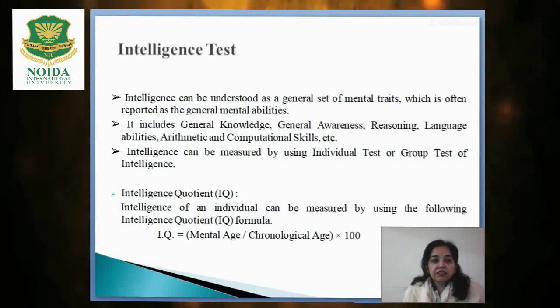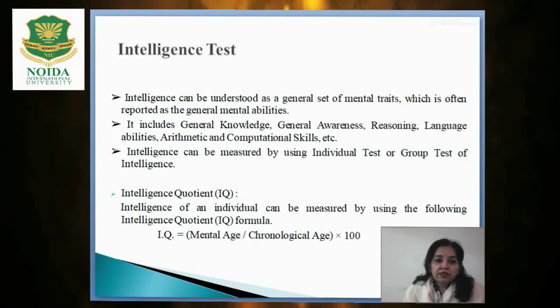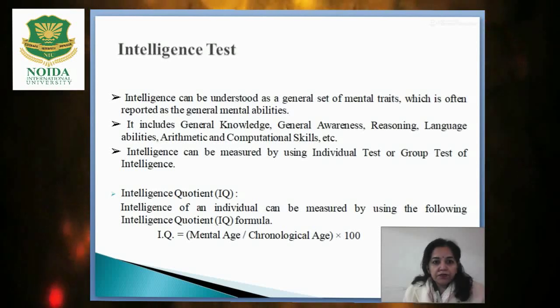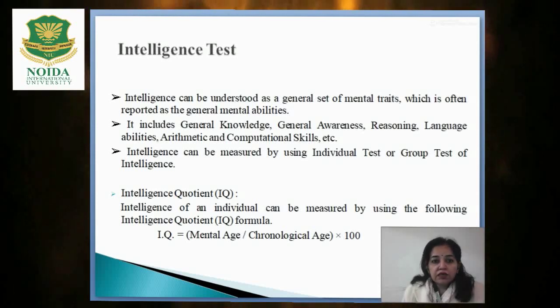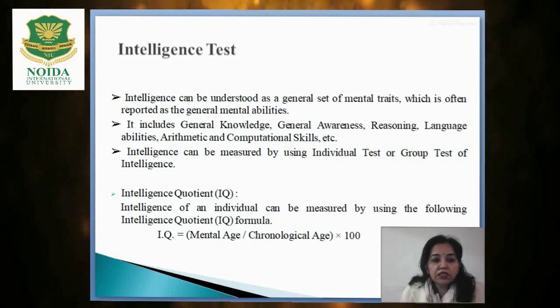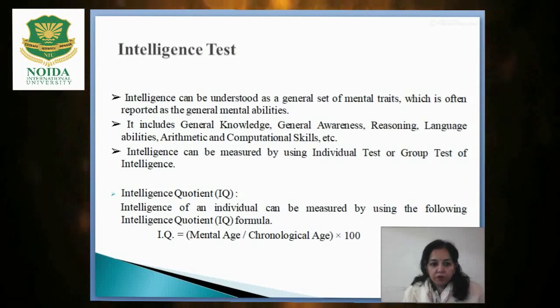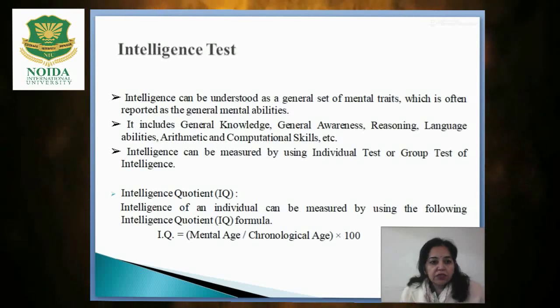The term intelligence is difficult to define in a single sentence. This is acceptable to all of us. But intelligence can be understood as a general set of mental traits, which is often reported as mental abilities. Tests of mental ability or intelligence tests measure convergent thinking. Convergent thinking is a process of finding out the solution of a problem. Right? Guilford defines convergent thinking as the ability to give correct answer to standard questions that do not require creativity. For instance, most of the school-based tasks can be done through different tests.